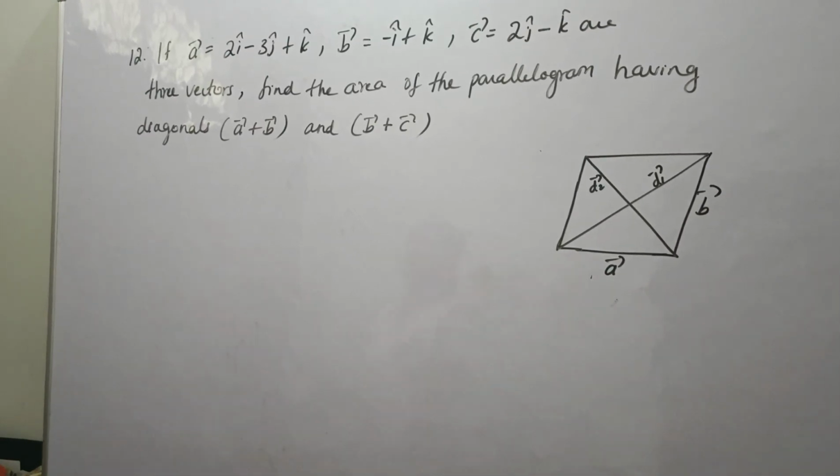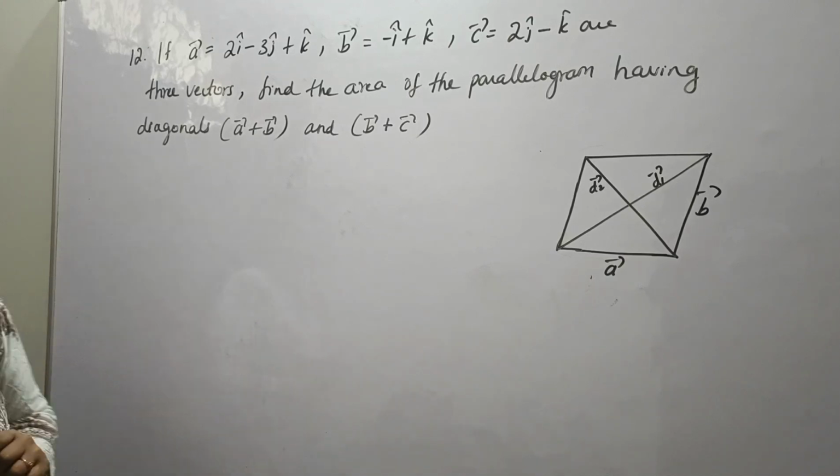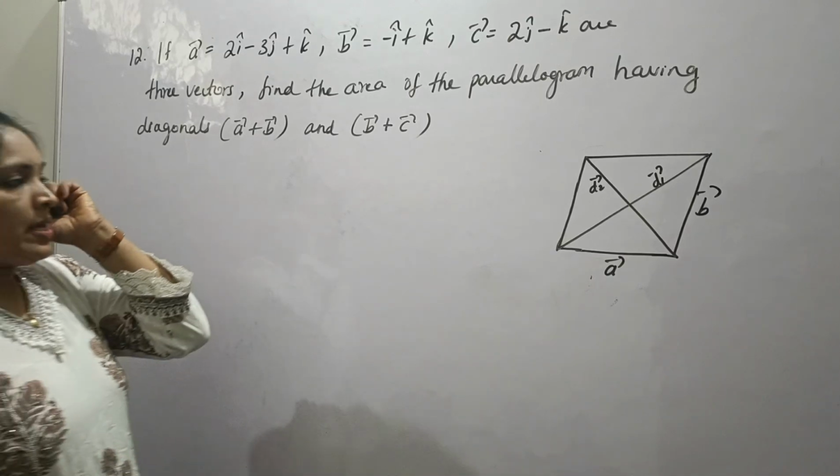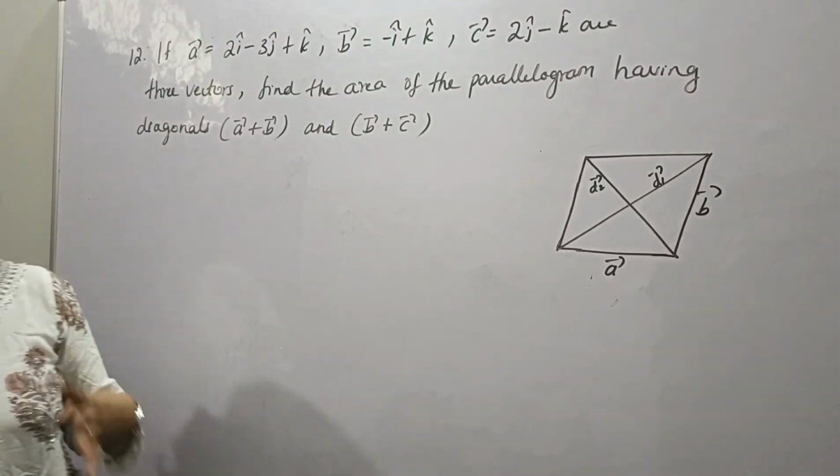If vector A is equal to 2i minus 3j plus k, vector B is equal to minus i plus k, and vector C is equal to 2j minus k are three vectors, find the area of the parallelogram having diagonals vector A plus vector B and vector B plus vector C. See here, we know that we have a result.